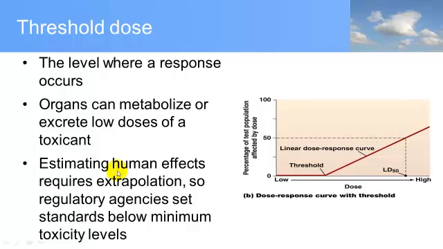And of course, when you extrapolate to look at human effects, if you're doing rat studies, you have to take into account how much more the average human weighs than a rat, and use that to multiply up the dosages to see what equivalent dose you could expect to have a similar response in a human population.